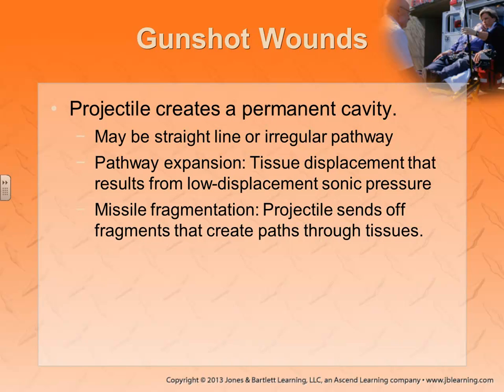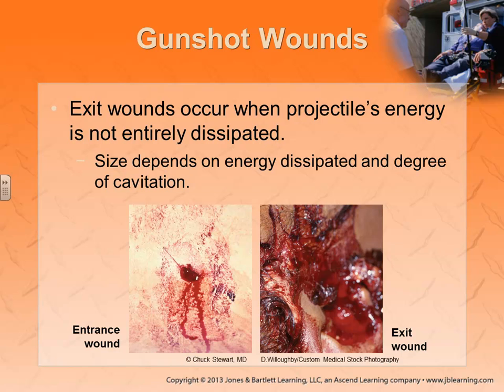The projectile creates a permanent cavity, that's called cavitation in the body. Where is that energy going to be dissipated to? The surrounding tissues, right? So your entrance wound is usually going to be a little smaller and a little more clean, because the energy hasn't dissipated yet. So it's going straight in, and then as that energy dissipates, it expands out of that cavitation, and if it has enough force to go through and create an exit wound, it's going to explode out of the back.